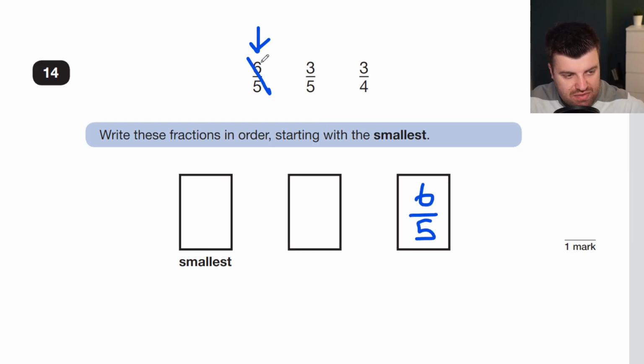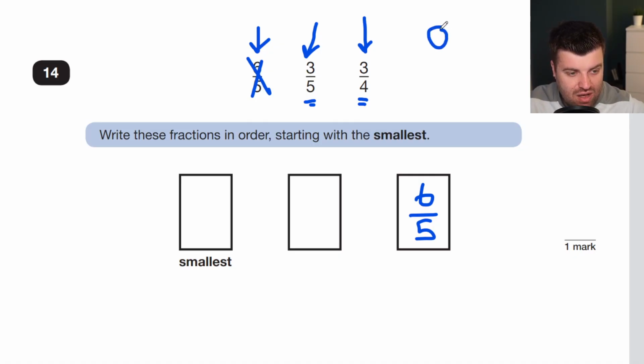Now, once we've got rid of that, we can actually look at these. Now, normally we want the denominator to be the same to compare fractions. However, when the numerators are the same, we can also compare them in a similar way. We've got 3 of whatever these are and 3 of whatever these are. So now the question becomes, are fifths bigger or smaller than quarters? And we know fifths are smaller.